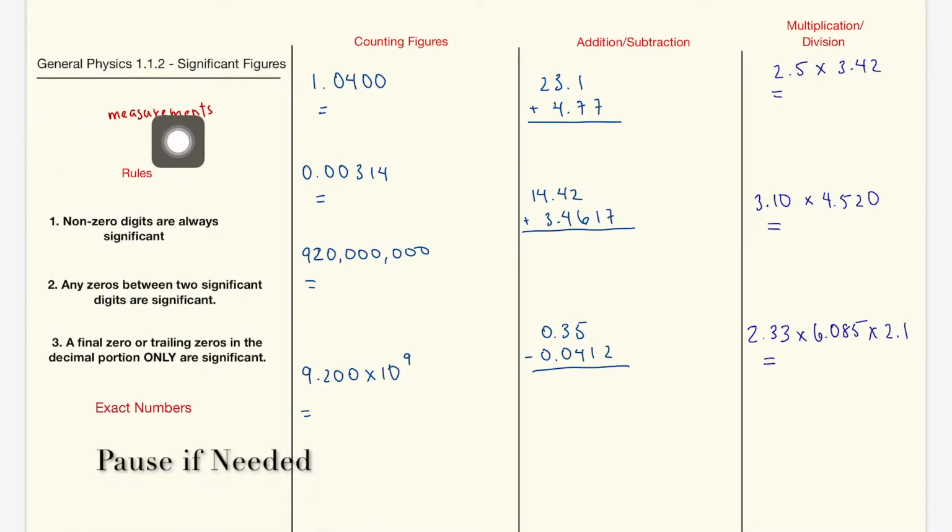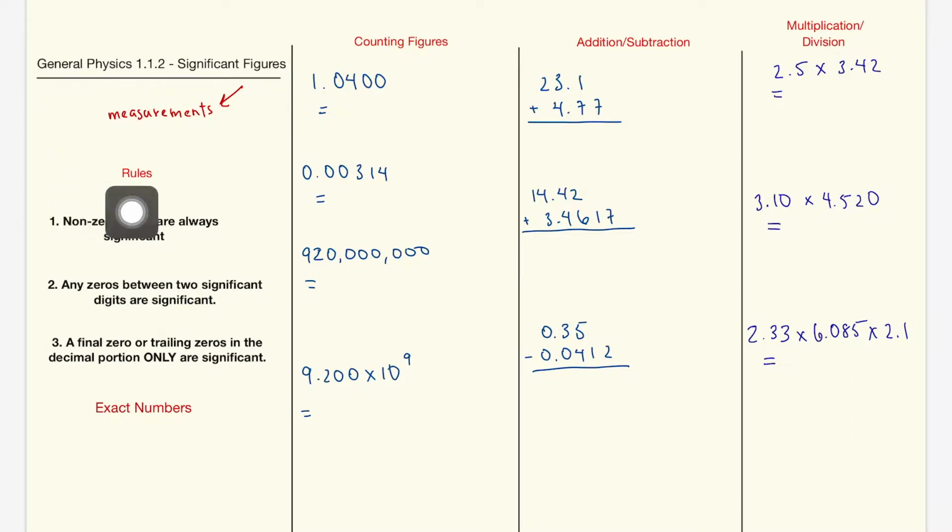Today we're going to be talking about significant figures. Significant figures are numbers you get from measurements. These measurements can be taken from tools like thermometers, calipers, and scales. And this is because they are not exactly precise.